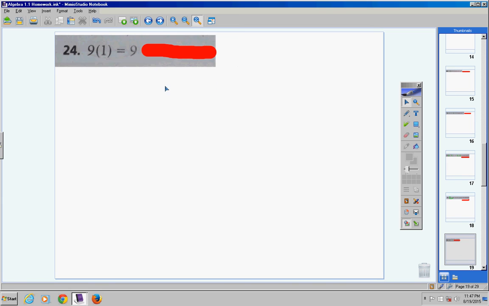Alright, number 24. We have 9 times 1. Anytime you have a number and you multiply it by a number, and it's done in such a way that you get out the original number. You started with 9, ended up with 9. That's called the identity property. The identity property of multiplication.